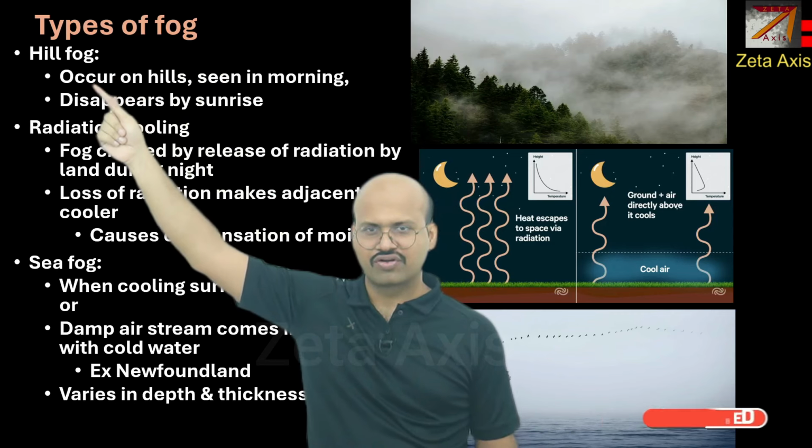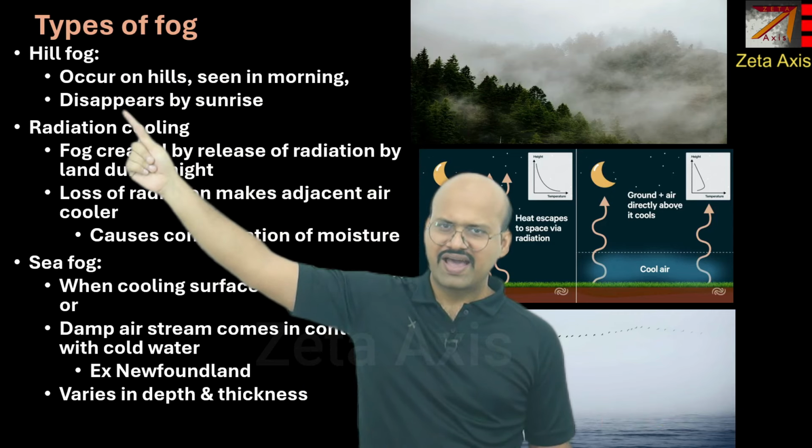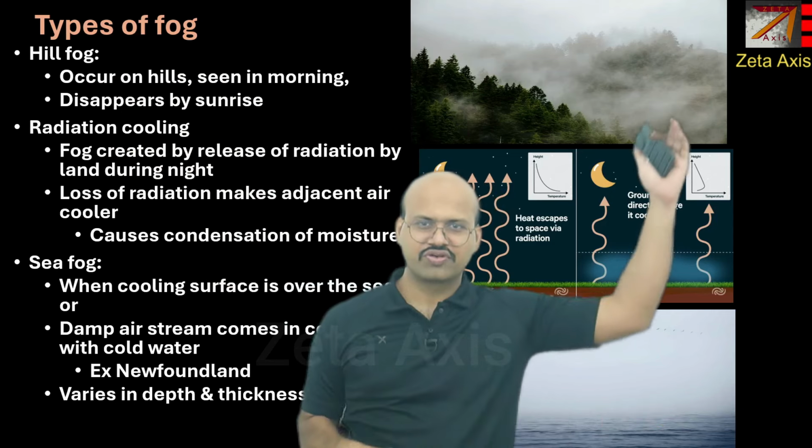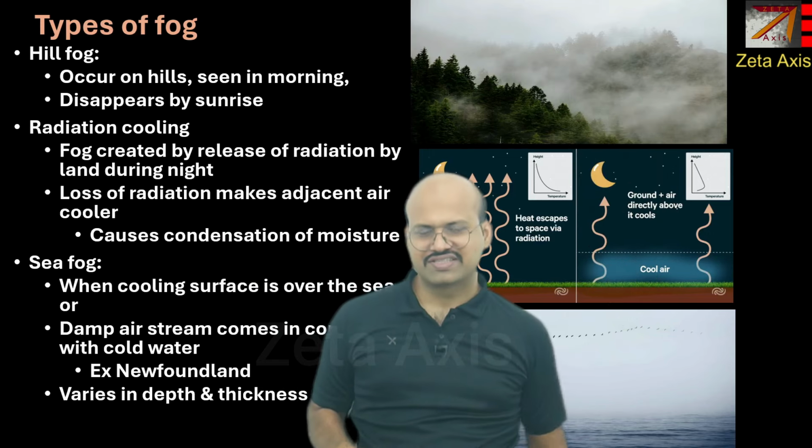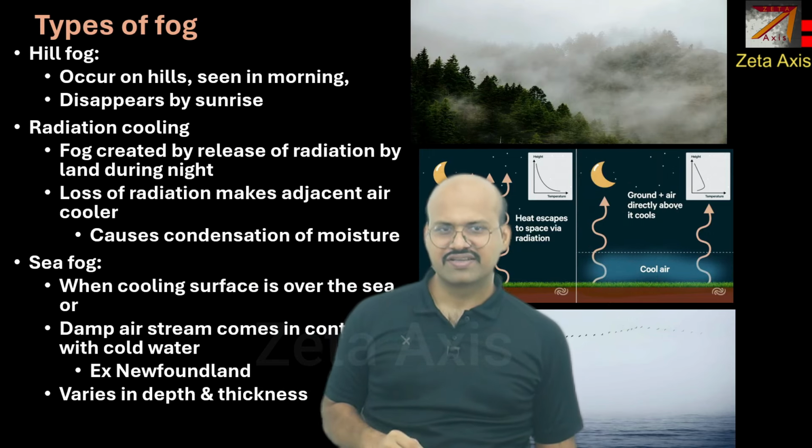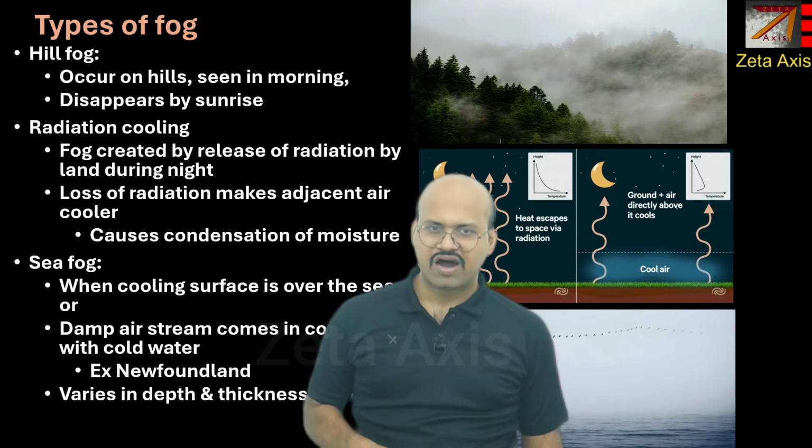One is hill fog, which occurs on hills, is seen in the morning and disappears by sunrise. So here you can see an example of hill fog which is formed during the night. It is seen in the morning and by the afternoon it disappears.